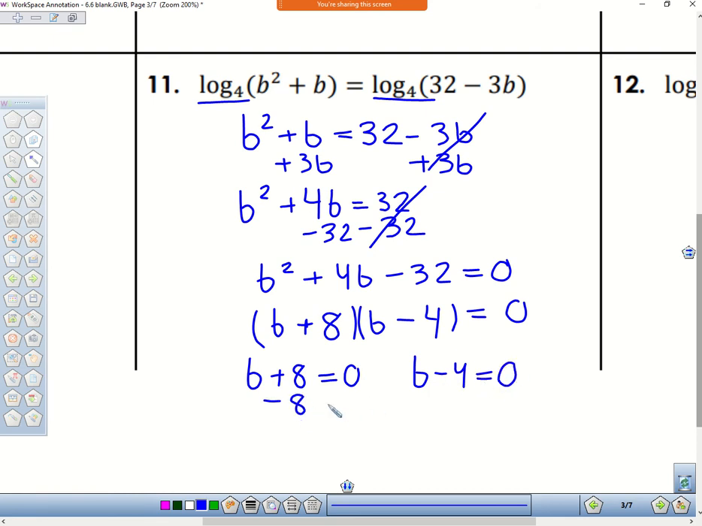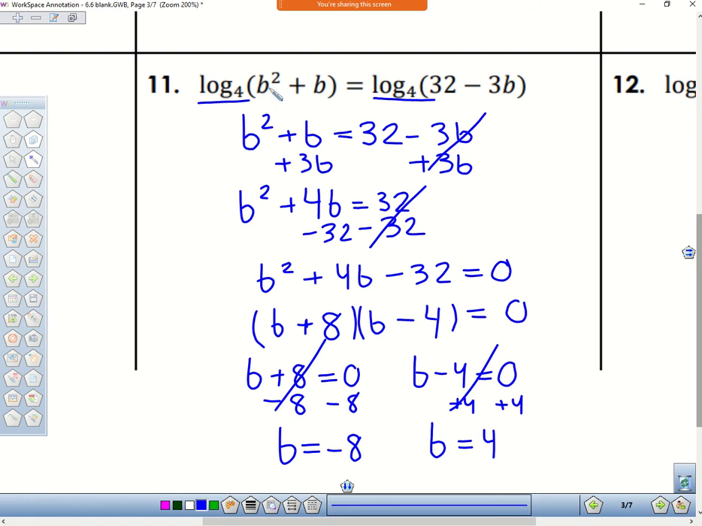So we subtract on this side here. We get b is equal to negative 8. Add. We get b is equal to 4. Now before we can assume that these are both our answers, what do we need to do first? Plug them back in. Good. We need to plug them back in to check, because what can't we have inside of a log? A negative or a 0. You can't have a negative or a 0.